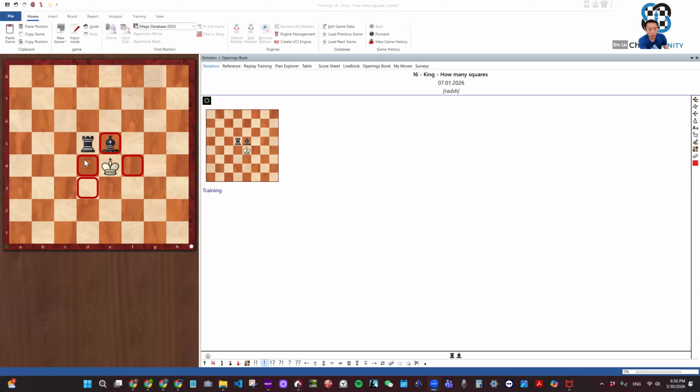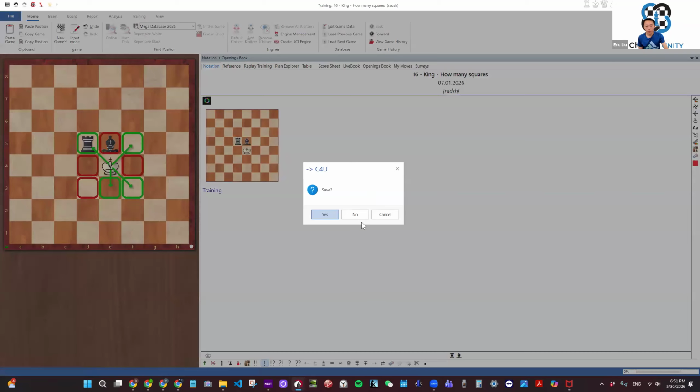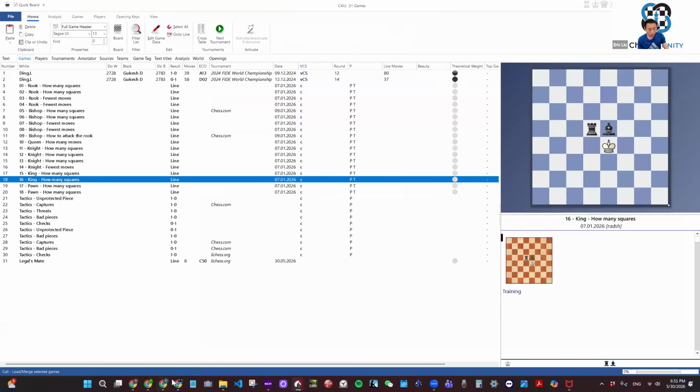So all of the red squares the king cannot move to because they're controlled by the opponent's pieces. But the king can move to d5, can move backwards here, and it can move here. The king can move to f5. The rook cannot capture the king because the rook cannot jump over the bishop. So that's why the king only has 4 squares it can go to. Good stuff.